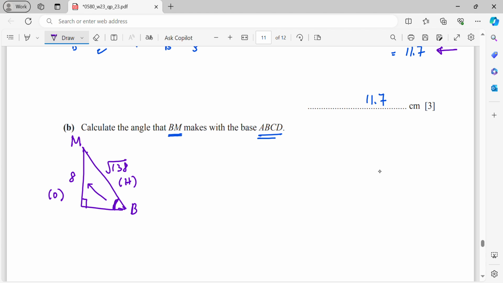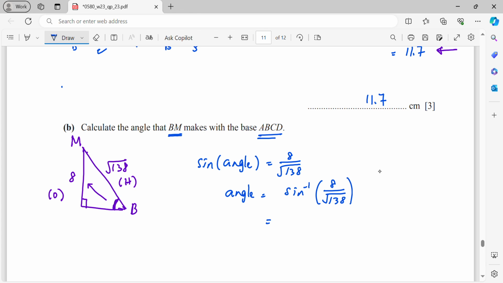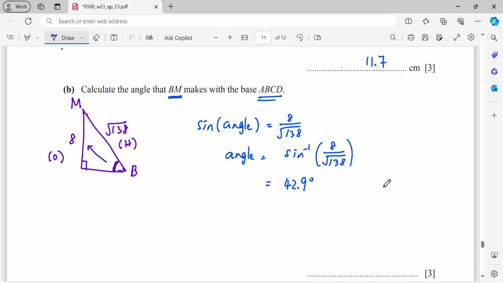So when you have opposite and hypotenuse, that is basically sine. Or probably I will just show step by step. I will write sine of the angle equals opposite over hypotenuse. So now my angle equals inverse sine of 8 over square root 138. Then this is going to be 42.9 degrees. So that is my angle.